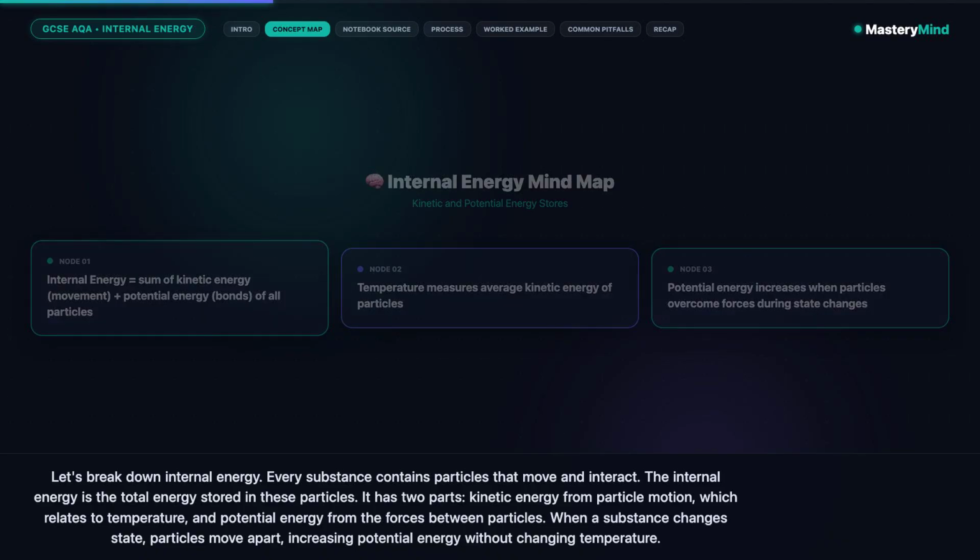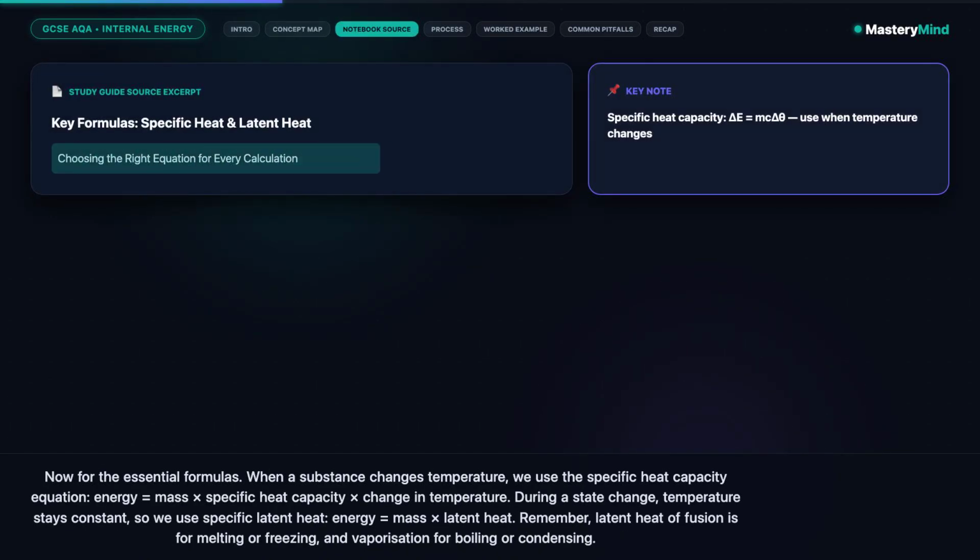Now for the essential formulas. When a substance changes temperature, we use the specific heat capacity equation: energy equals mass times specific heat capacity times change in temperature. During a state change, temperature stays constant, so we use specific latent heat: energy equals mass times latent heat. Remember, latent heat of fusion is for melting or freezing, and vaporisation for boiling or condensing.